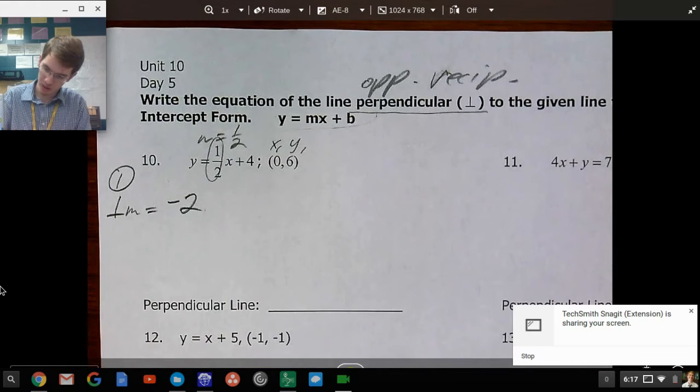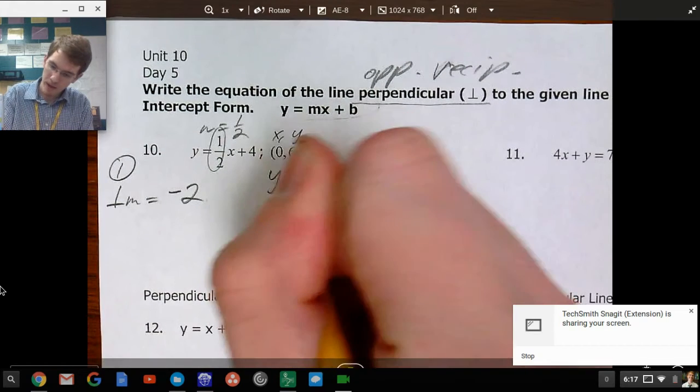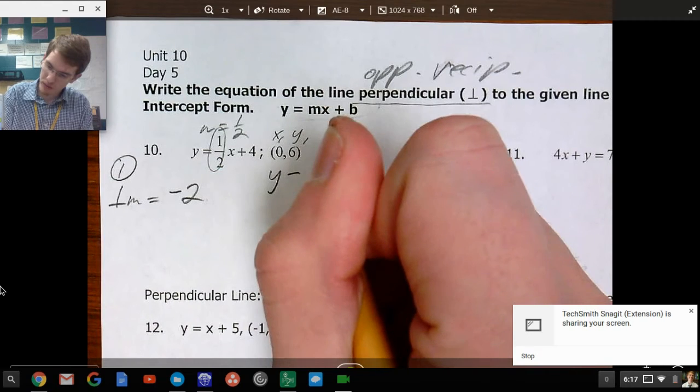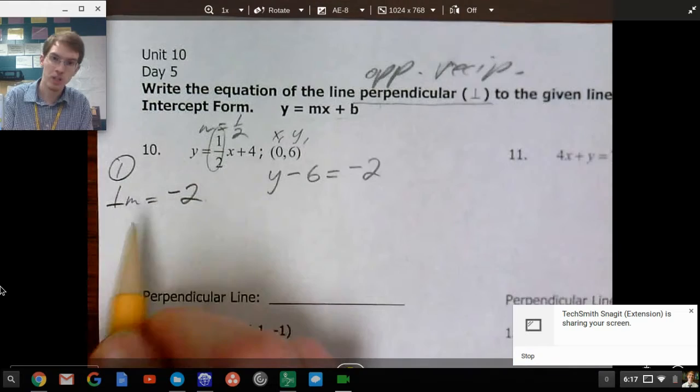Oh, and I see a shortcut here. I'm not going to take it, but I'll point it out afterwards. Y minus y1, y minus 6 equals m, which is negative 2, using this one over here.